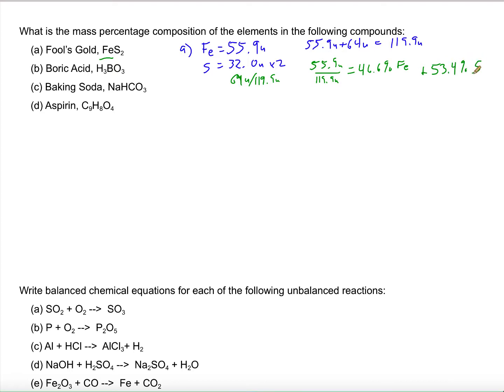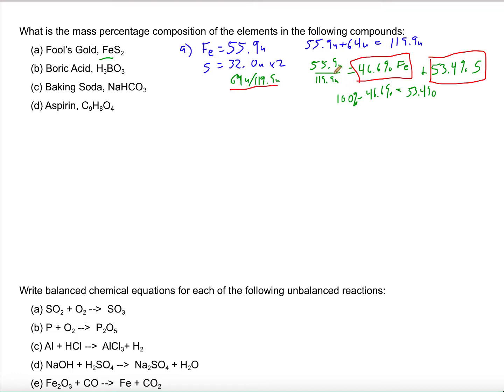Now the other way you could have done that was just to know that the two have to add up to 100. So whatever you get here plus whatever you get here, these two answers, have to add up to 100. So if there's only two elements in it, once you figure out the first one, you could also just as easily say that 100% minus 46.6% equals 53.4%.